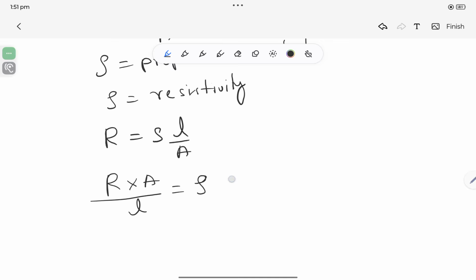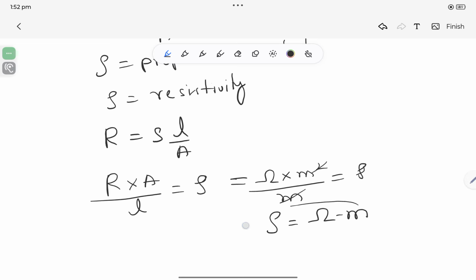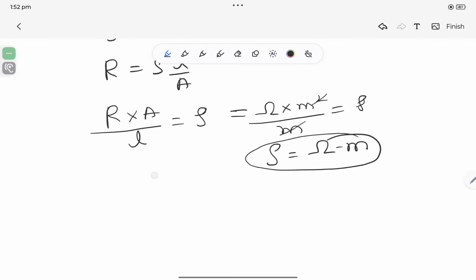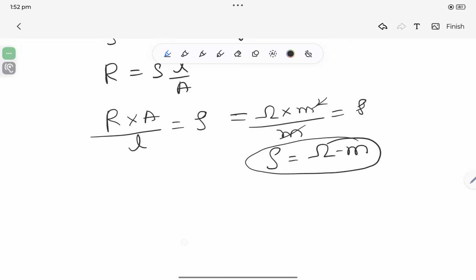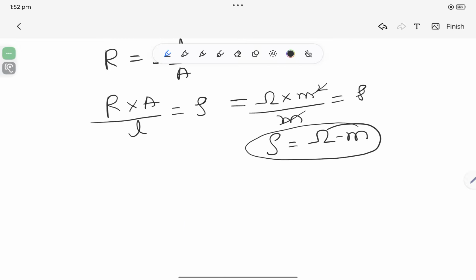So what is the SI unit of resistance? Resistance SI unit is ohm. What is the SI unit of area? Meter square. What is the SI unit of length? Meter. If you cancel, what does it come to? SI unit of resistivity is ohm meter. These are the factors affecting the resistance.